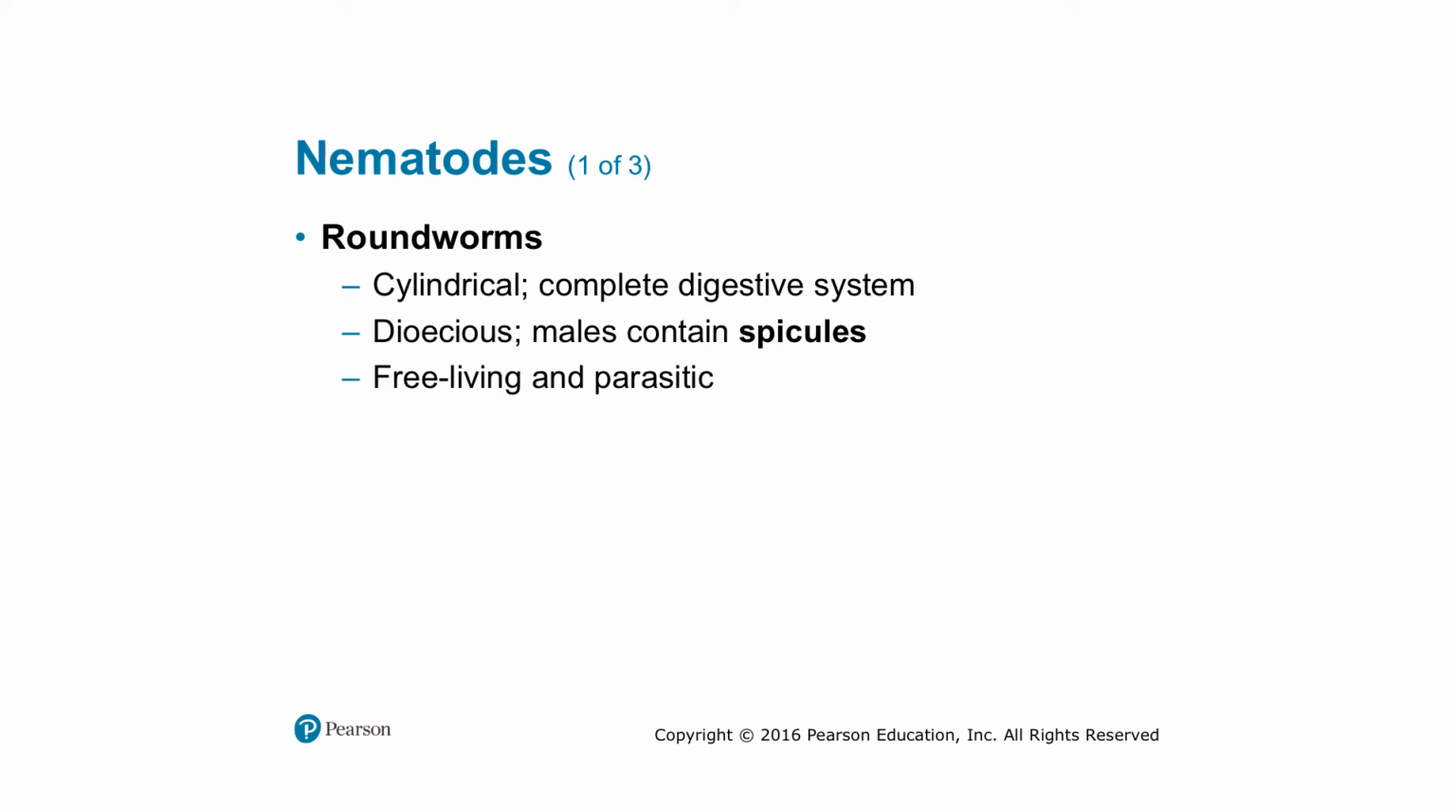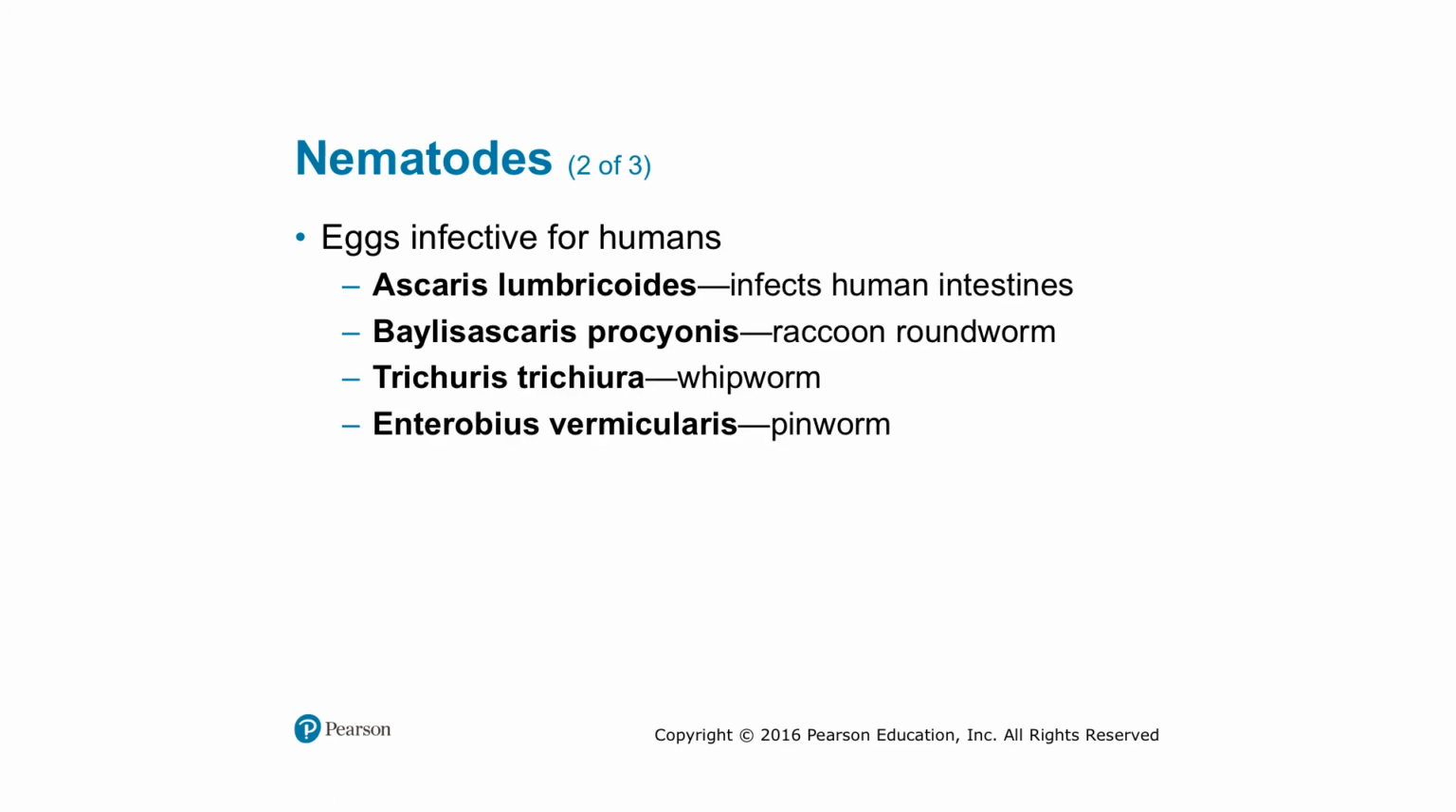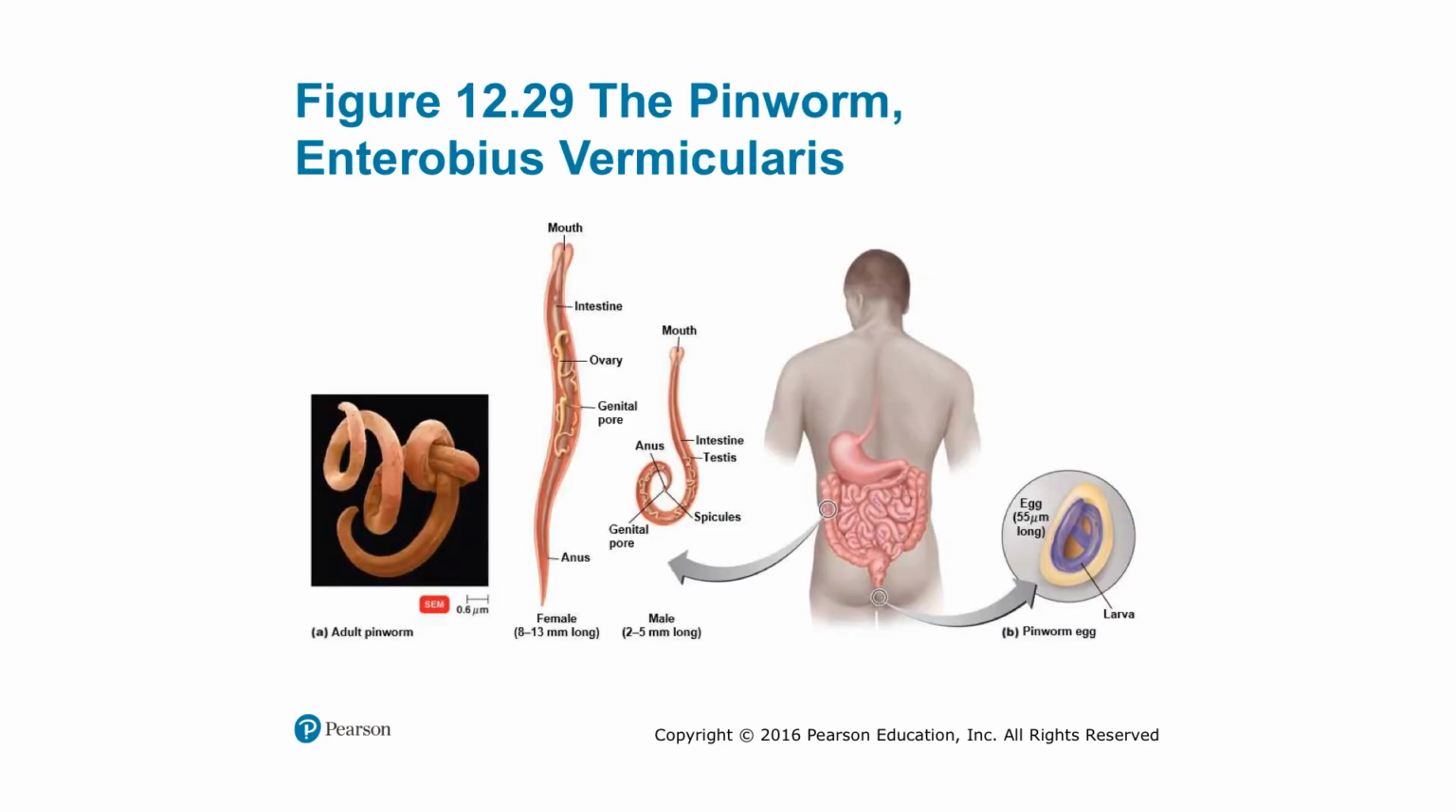Roundworms are generally cylindrical, hence why they call them round, and they have a very complete digestive system. Dioecious, the males contain spicules, and they're free-living and parasitic. Eggs are infective for humans, so the Ascaris lumbricoides infects the human intestines. Baylisascaris procyonis is the raccoon roundworm. Trichuris is the whipworm, and the Enterobius vermicularis is the pinworm.